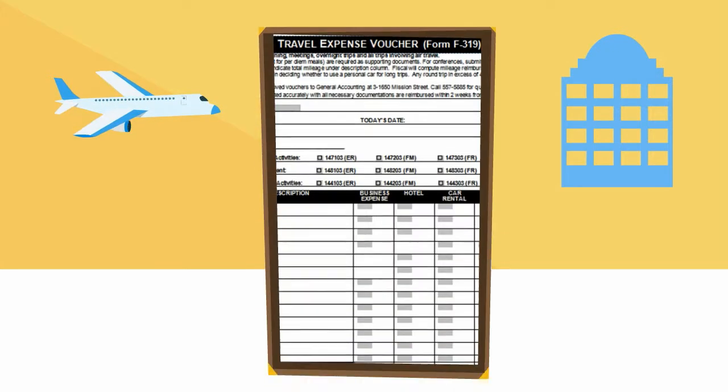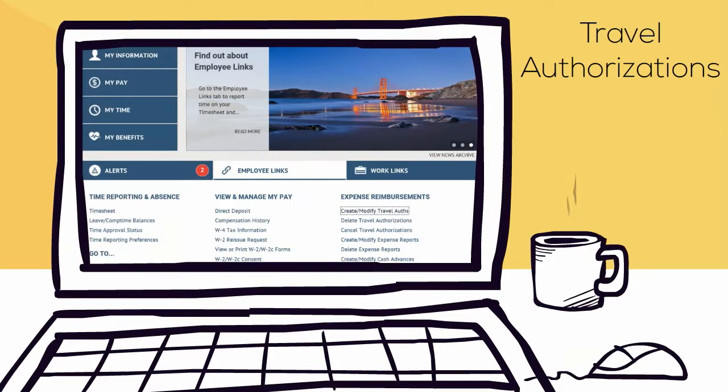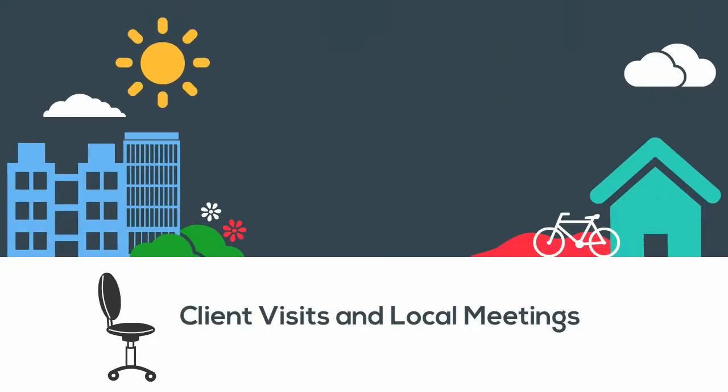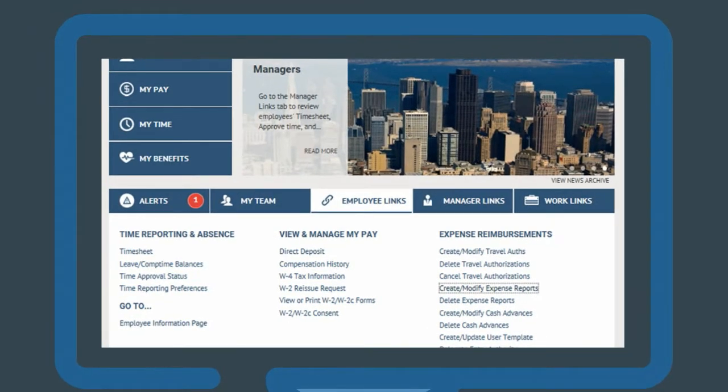You may remember that air and hotel travel reimbursements were processed using Form 319. In this new system, trips outside Northern California or that require flying need pre-approval and are entered through the travel authorization page. Go to the Employee portal, click on Employee Links, and then click on the Create Modify Travel Authorizations link. Trips for client visits and local meetings are not considered travel, but are considered field work and can be directly entered into the expense report after the fact. Miscellaneous reimbursable work expenses previously submitted through Form F4028 are also submitted here through the Create Modify Expense Report link.